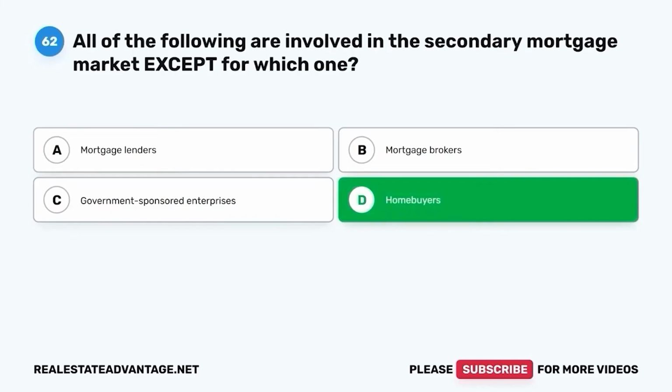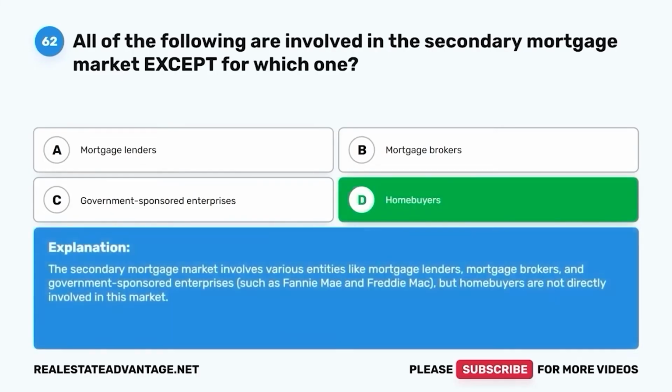The correct answer is D. Home buyers. The secondary mortgage market involves various entities like mortgage lenders, mortgage brokers, and government-sponsored enterprises, such as Fannie Mae and Freddie Mac, but home buyers are not directly involved in this market.